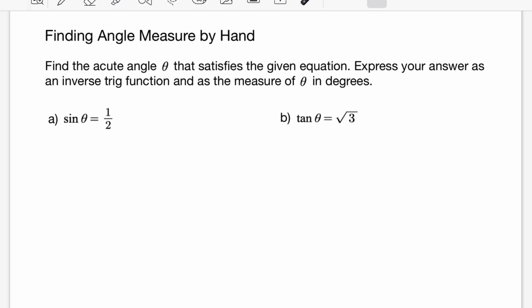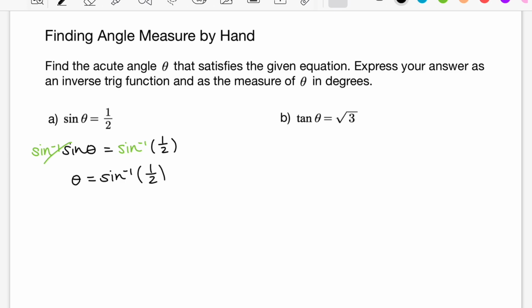So we're told that sine of theta is equal to 1/2, and we want to figure out what theta is. So what we can do is take the inverse of our sine functions on both sides of our equation. We'll take sine inverse of sine theta. It's going to be equal to sine inverse of 1/2. Sine inverse and sine cancel each other out. So we're just left with theta is equal to sine inverse of 1/2. So on your homework, when it asks you to first write this as an inverse trig function, this is what we're doing. We're using the fact that the inverse of sine is going to cancel with sine.